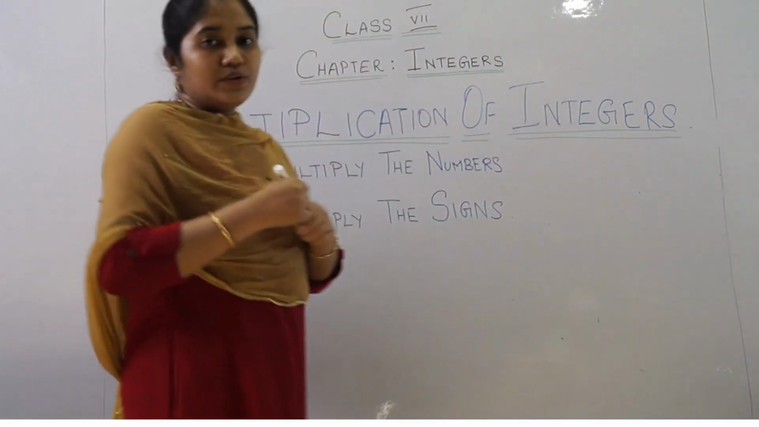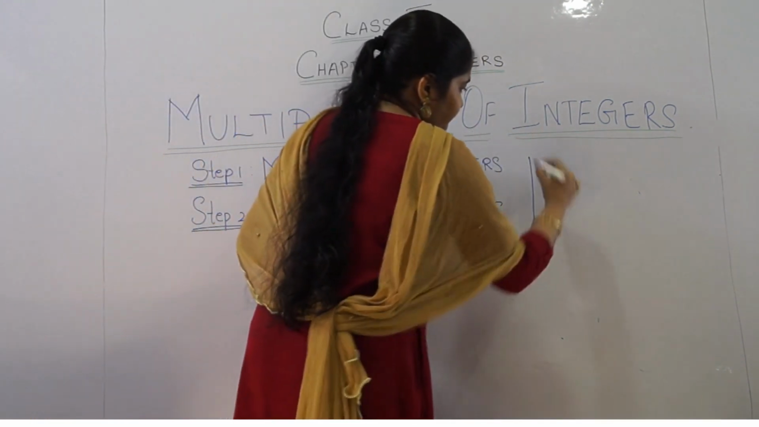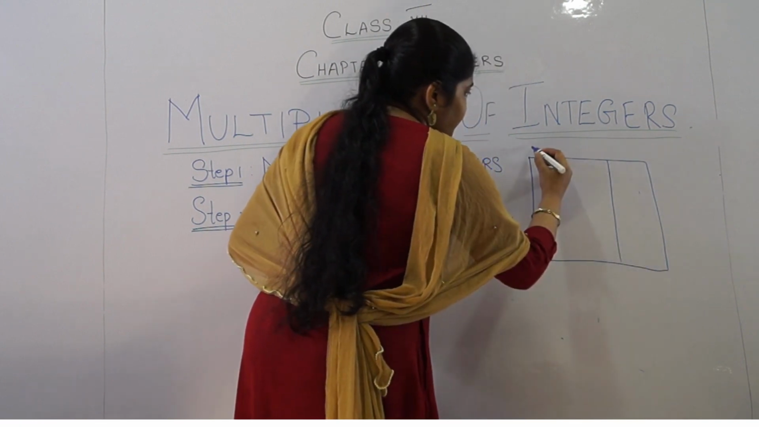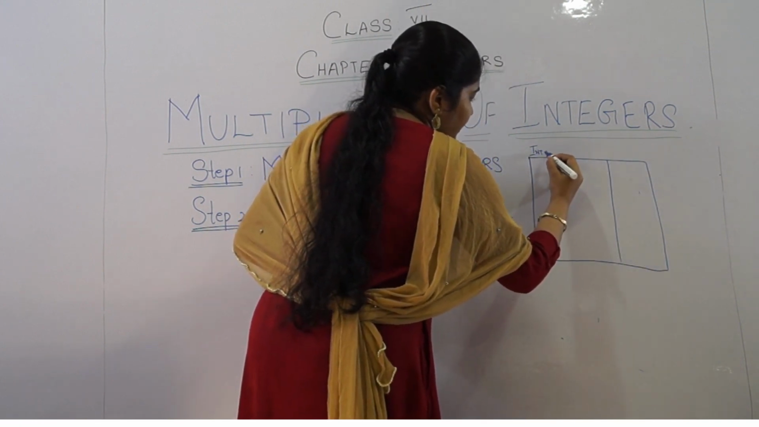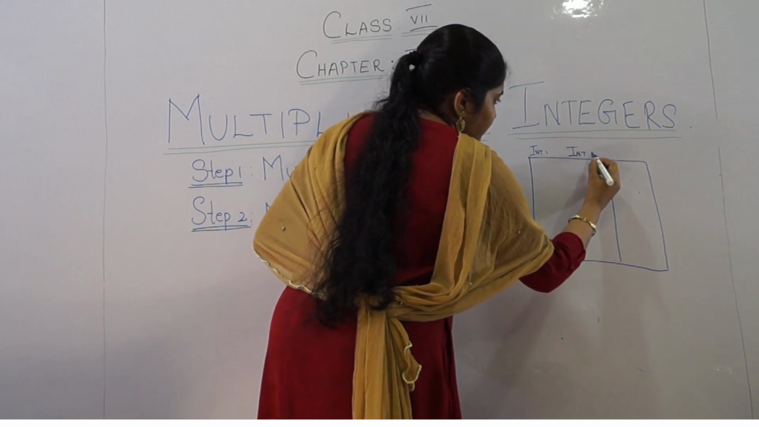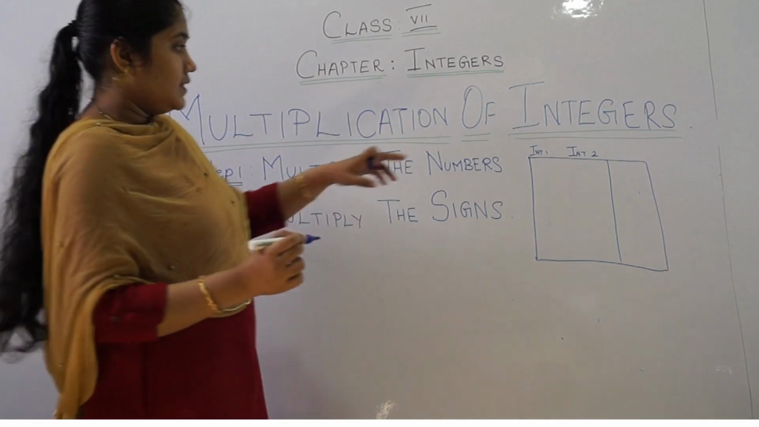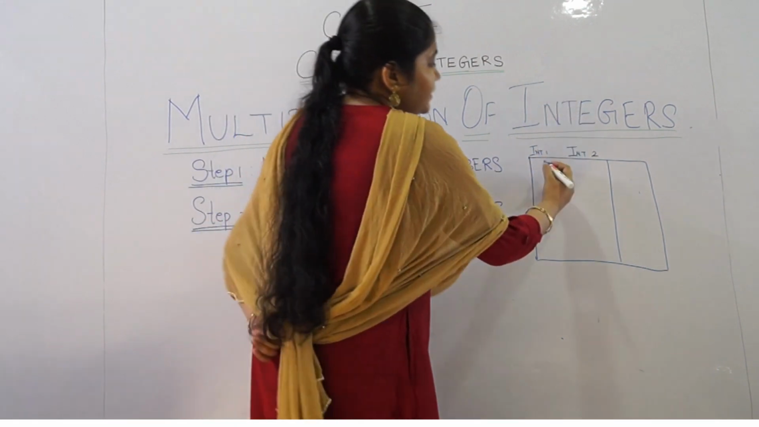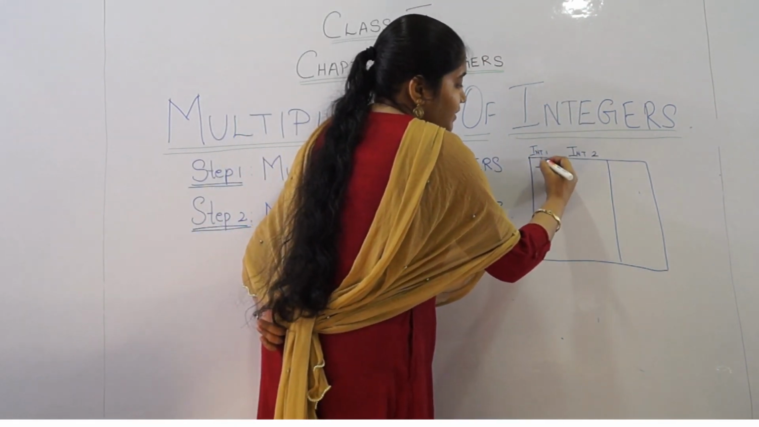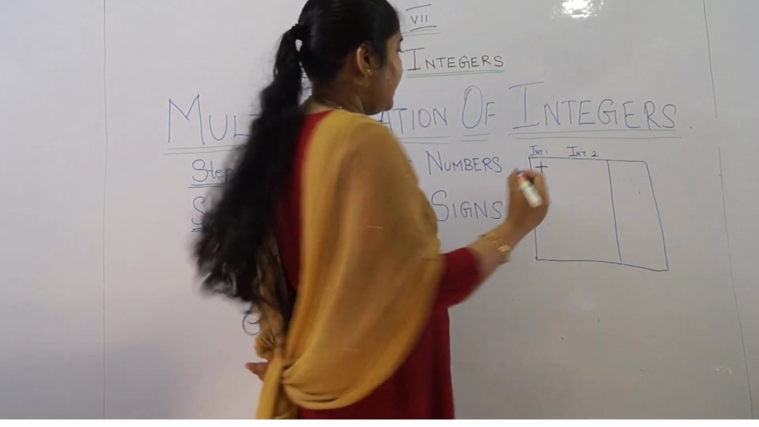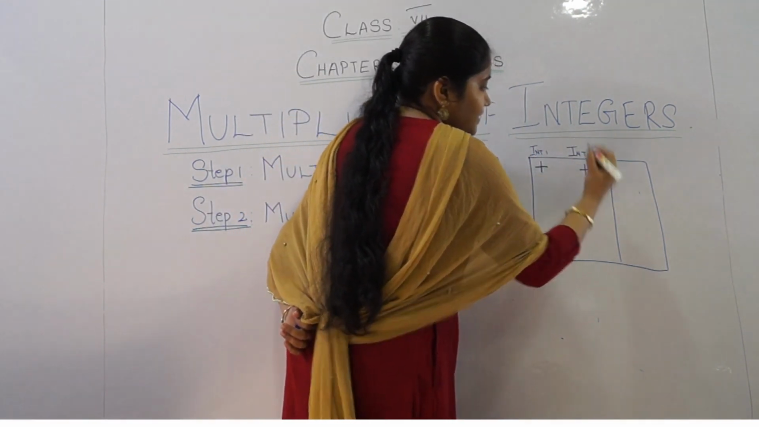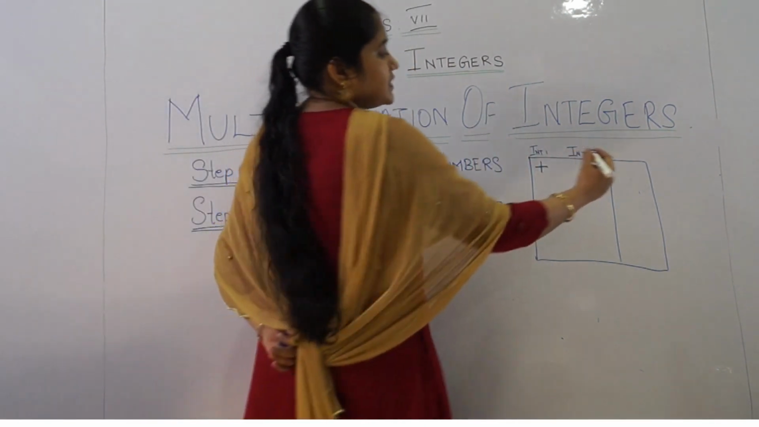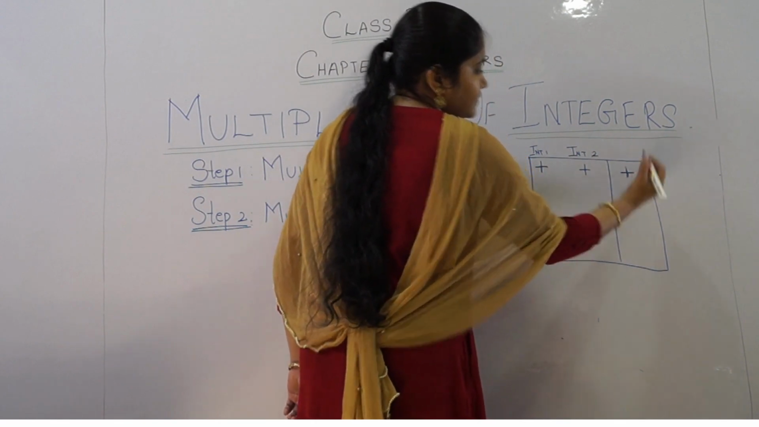For this you need to know this tabulation. These are the two integers, integer 1 and integer 2. This table will tell you how you should be multiplying the signs. When integer 1 has a plus sign, and integer 2 also has a plus sign, when plus and plus is multiplied, your result will be positive, that is plus.